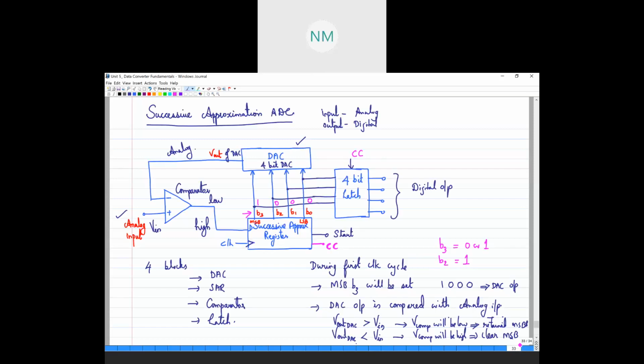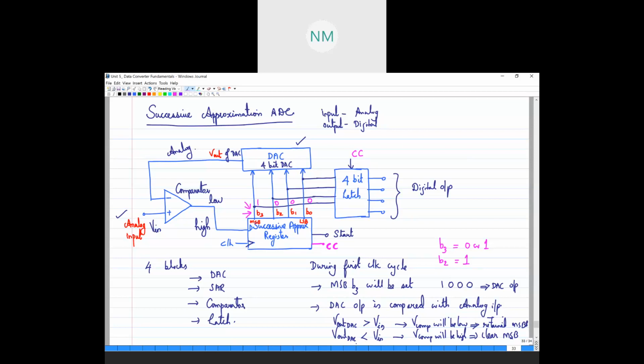The only thing you need to remember is that during each clock cycle, one of the bits will be tried. If it is a 4-bit DAC, the successive approximation register will start trying from the B3 bit to the B0 bit. On each clock cycle, a bit will be set and the comparison process will be done, and depending on the output of the comparator, the comparator will decide whether the B3 bit should be retained or cleared.